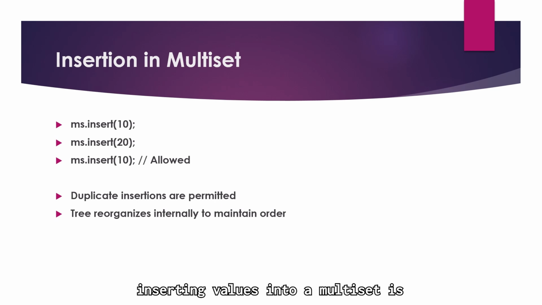Inserting values into a multiset is similar to other STL containers. You simply call the insert function. Here's the key point. Unlike set, the multiset allows you to insert the same value multiple times. In this example, 10 is inserted twice, and that's completely valid. Internally, the red-black tree structure adjusts itself to ensure that the values remain sorted after each insertion. So no matter how many duplicates you add, the order is always preserved automatically.